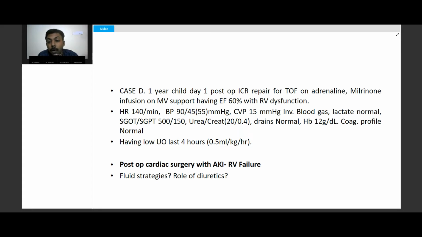The urea is normal to start with. The drain output, the blood loss is not much. Hemoglobin is okay, 12 compared to a pre-op of 15. Coagulation profile is normal, but he's having low urine output for the last 4 hours. So what do you do? Post-op cardiac surgery with AKI having an RV failure. So here the fluid strategy is a little tricky.